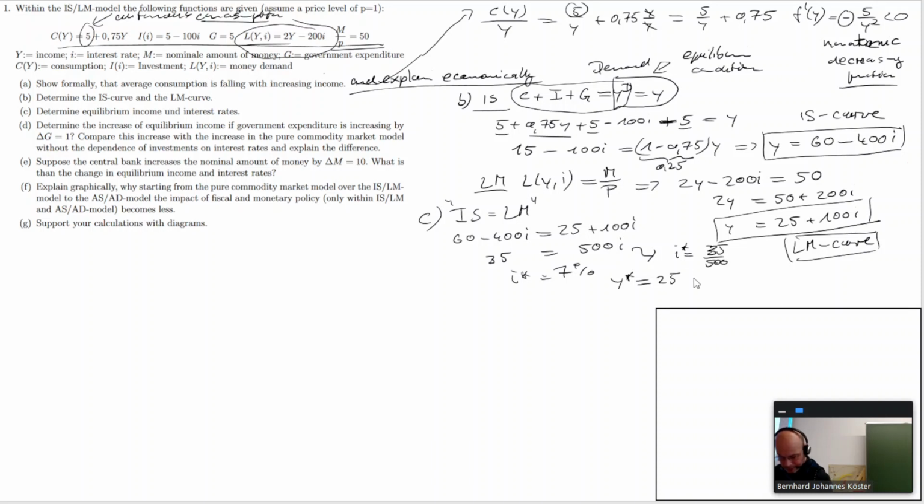Maybe here 25 plus 100 times 7%. Okay, and this is 32. Or you can also put it in the IS function. And there you have 60 minus 400 times 7, so 60 minus 28 is, of course, also 32. So this is of course also 60 minus 400 times 7%.